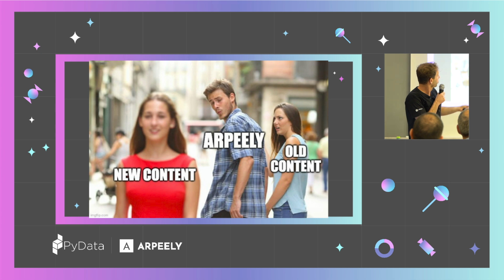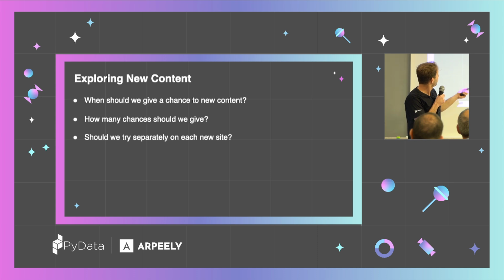Specifically, we have this problem. We have old content and we have new content, and we have to try to figure out when and where and whatever, right? Specifically, we need to know, should we be giving a chance to the new content? How many chances should we be giving if it fails miserably the first time we show it? And should we be showing it on different websites or all the websites or specific websites? Where are we trying our new content?